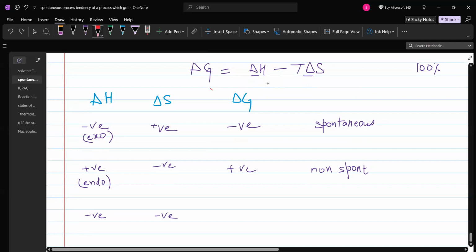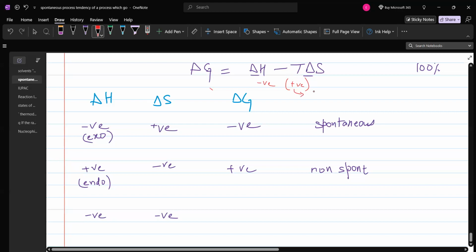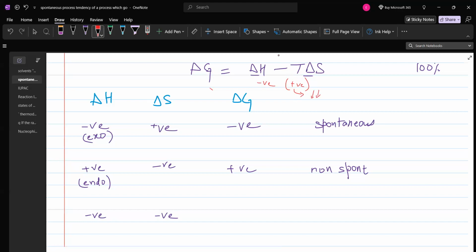Delta H is negative here, and this whole thing will become positive, right? So what is happening? We have to reduce this positive thing. If we reduce this positive thing, then it will be well and good, because the negative will dominate. Then the process will become spontaneous. So at low temperature, when we reduce this positive thing, then it will be good for us. The delta H will become more negative, so delta G will be negative.